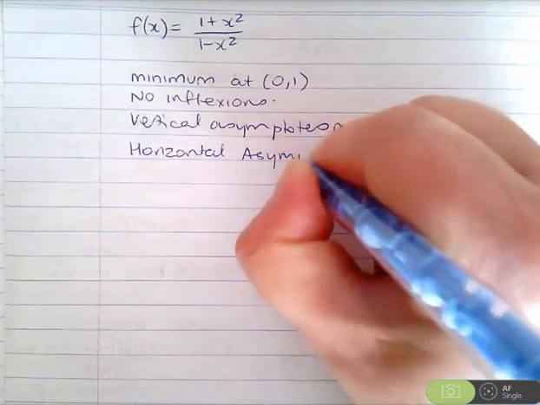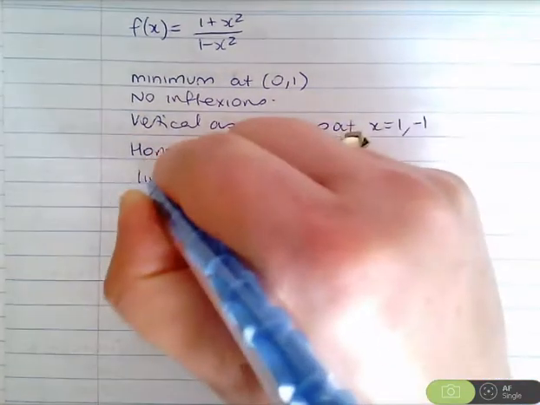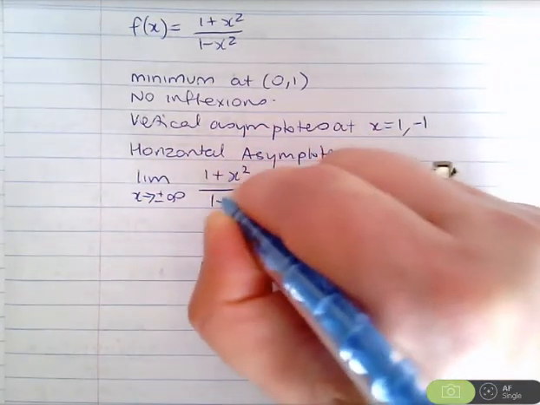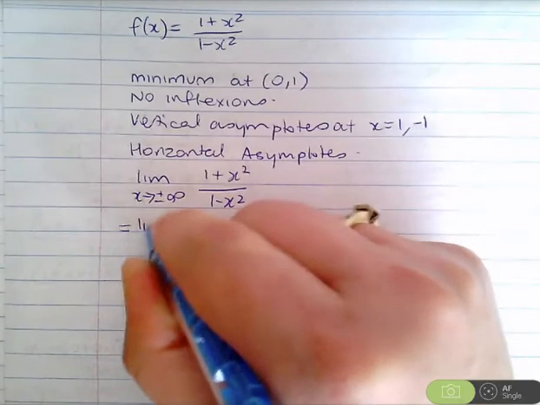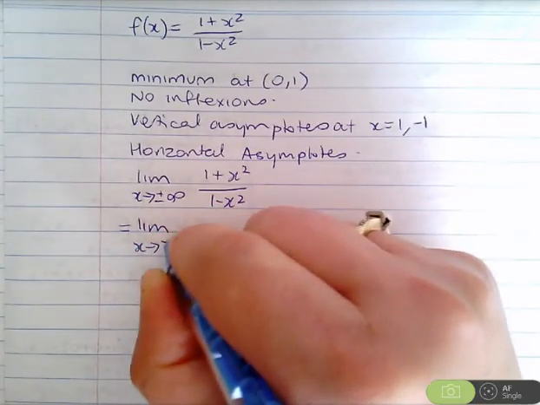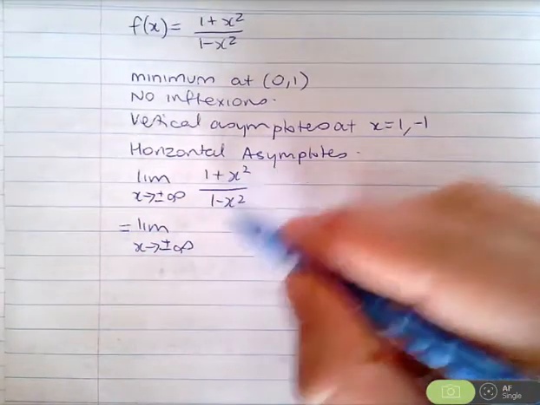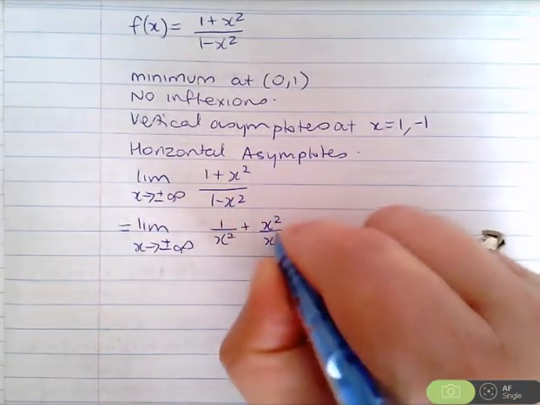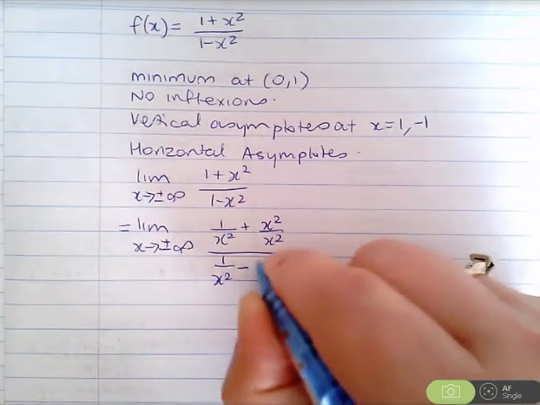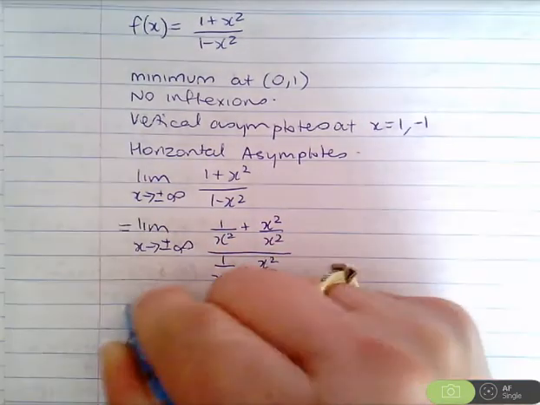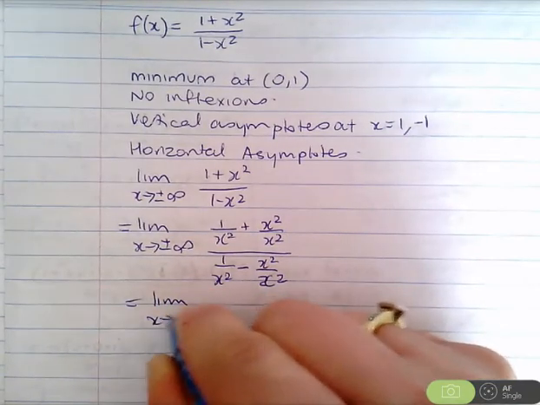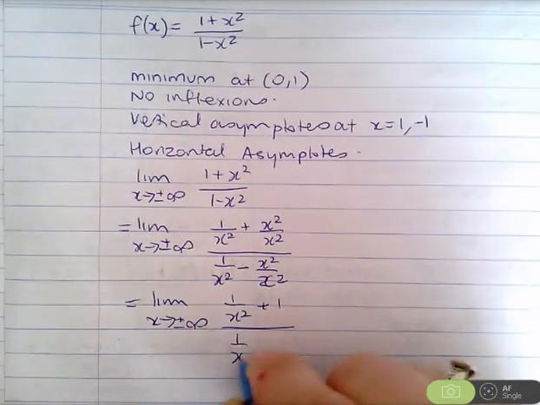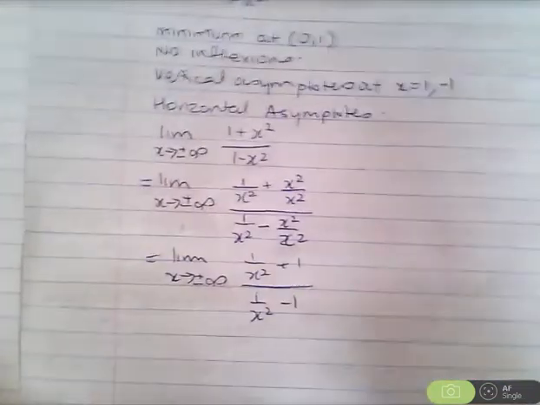I'm actually going to use the limit as x approaches infinity. So the limit as x approaches plus or minus infinity of (1 plus x squared) over (1 minus x squared) is the limit as x approaches plus or minus infinity. The reason I'm doing plus or minus is that we're going to get the same answer because it's x squared, of 1 over x squared plus x squared on x squared, over 1 on x squared minus x squared on x squared, which is the limit as x approaches plus or minus infinity of 1 on x squared plus 1, over 1 on x squared minus 1.